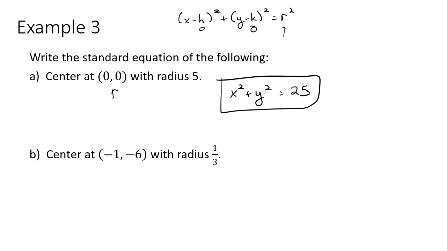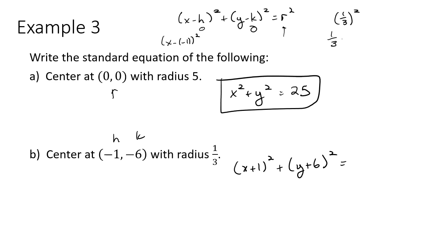All right, for part B, we've got a center of -1, -6. Remember, the minus sign built in is going to change these signs. So if you plugged in -1 for h, that would turn into x plus 1 squared. Same thing for the y. That's going to be y plus 6 quantity squared. And this is going to be equal to r squared, 1/3 squared, which is 1/9.